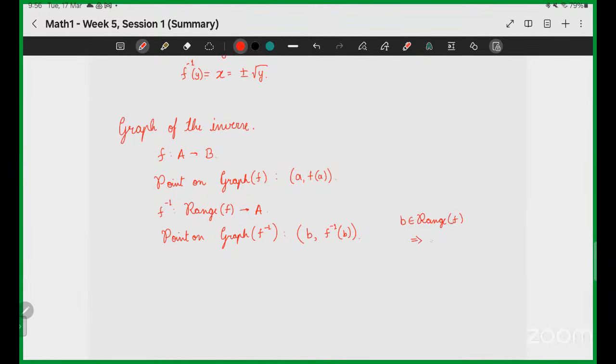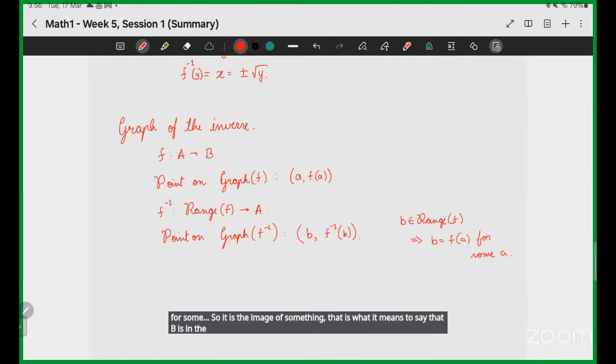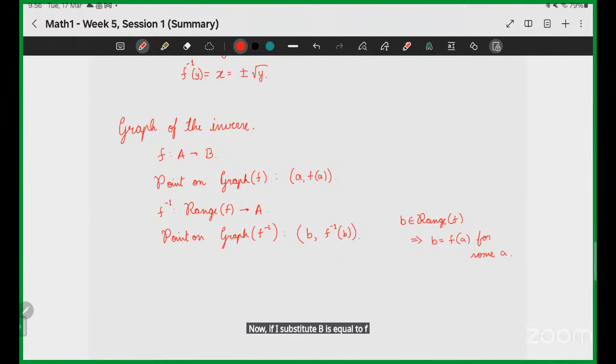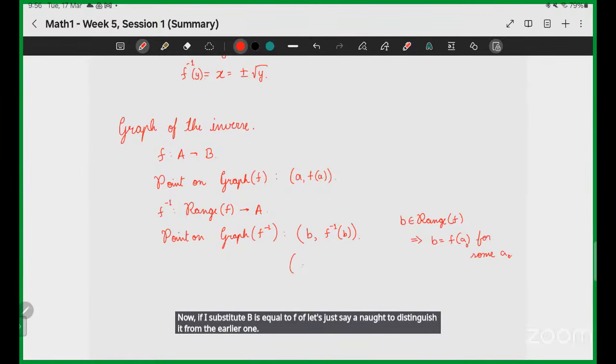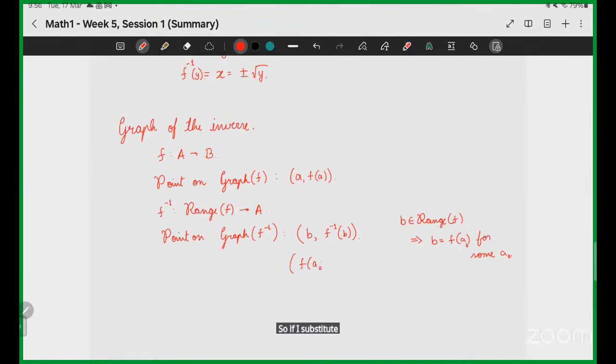This would imply that b is equal to f of a for some a. So it is the image of something. That is what it means to say that b is in the range. Now, if I substitute b is equal to f of, let's just say a naught, to distinguish it from the earlier one, what I get is f inverse of f of a naught.